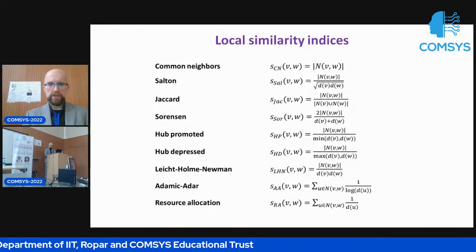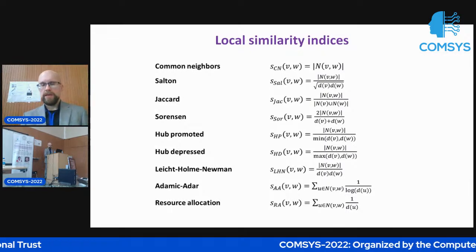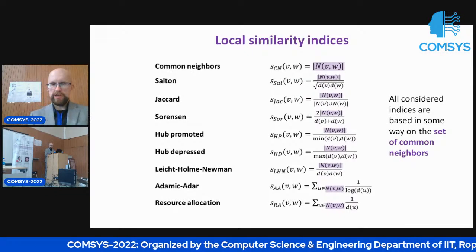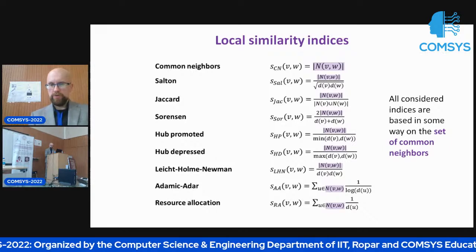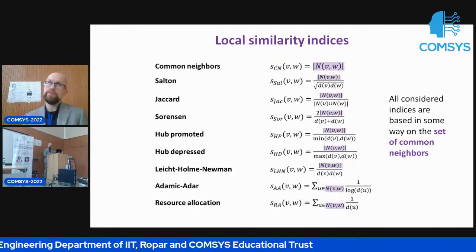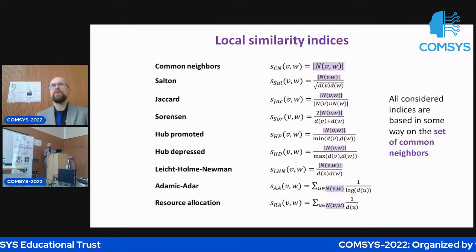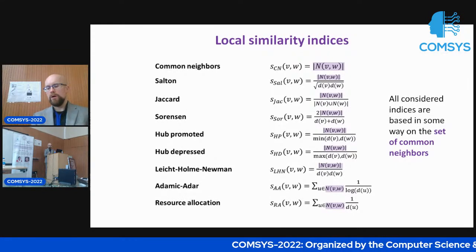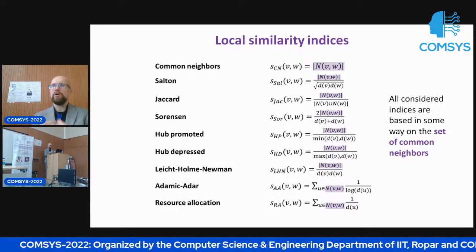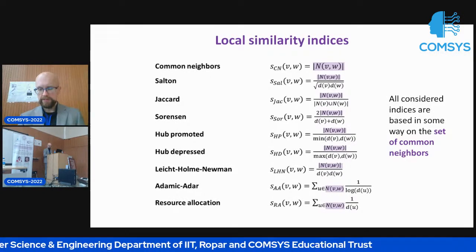So we consider 9 different local similarity indices. However, all of them work based on a very similar basis. In all of them, you have this expression N(v)∩N(w), which is the set of common neighbors. So the idea behind all of these different similarity indices in the literature is very similar. The more common friends we have, the greater the probability that we actually know each other. Or in a different interpretation, the more common friends we have, the greater the probability that we will also become friends in the future. So this is the idea behind these local similarity indices.